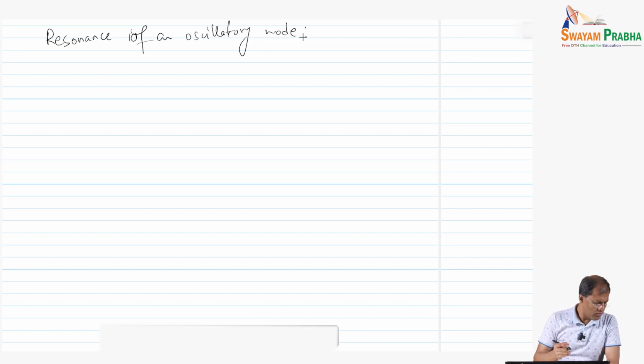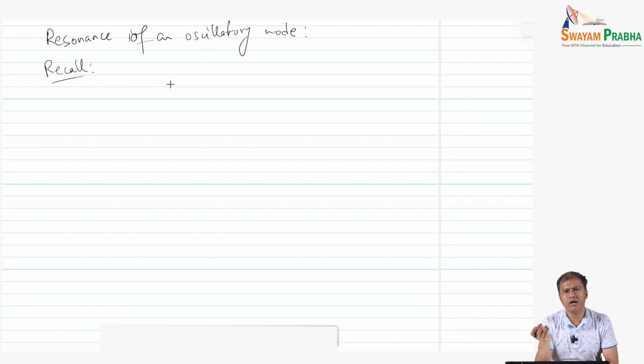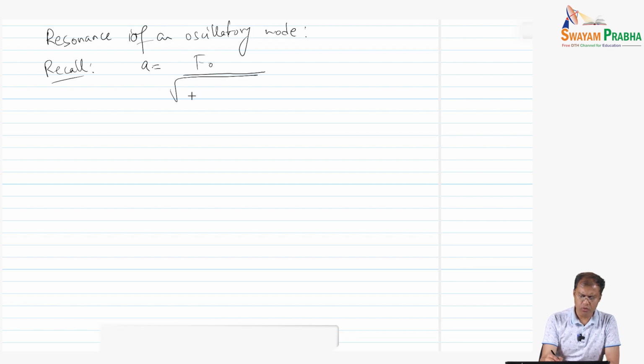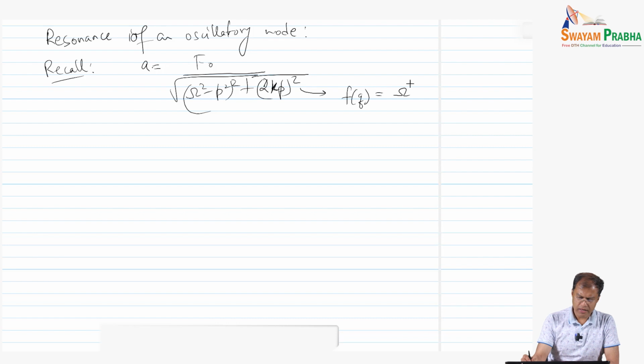So let me just show you. Recall, if we start with our complex solution to the driven damped case, the amplitude of the solution was f naught divided by the square root of omega square minus p square, whole square, plus 2kp whole square. Let me call the quantity inside the square root f of q, which is omega square minus q whole square plus 4k square q.